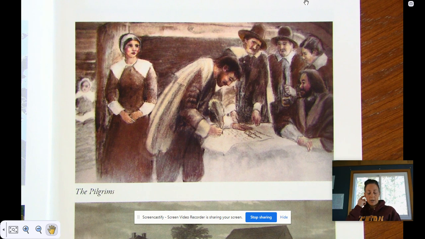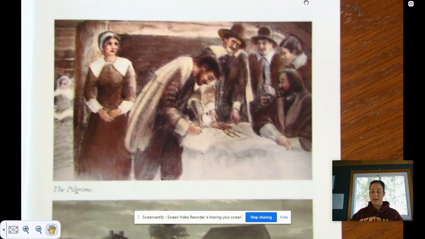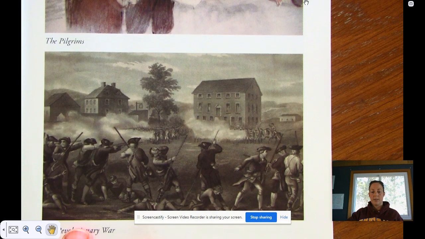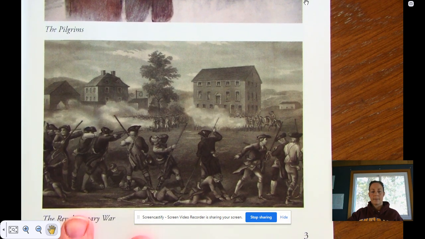And the Pilgrims were a group of people from England, okay, which later became Great Britain. And they sailed to America on a ship called the Mayflower to try to start their new life. So this is kind of when everybody first started to come to the United States.